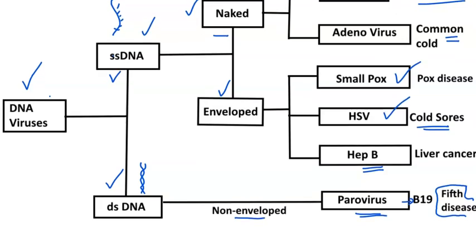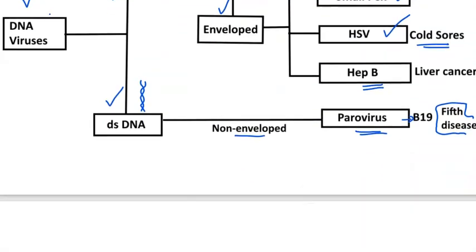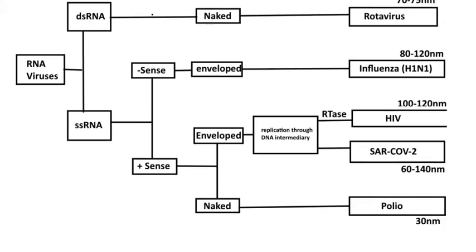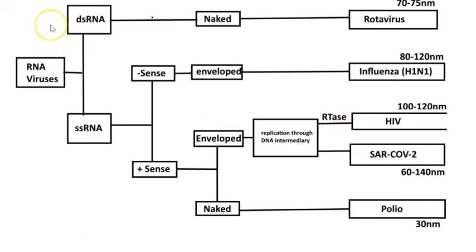Let's take a look at the RNA viruses, see if there's one or two there that you might want to try to remember. So if we go down the double-stranded RNAs, these all tend to be naked, around about 70 to 75 nanometers in diameter. We have the rotavirus, commonly causing upset stomachs and digestive systems of young children.